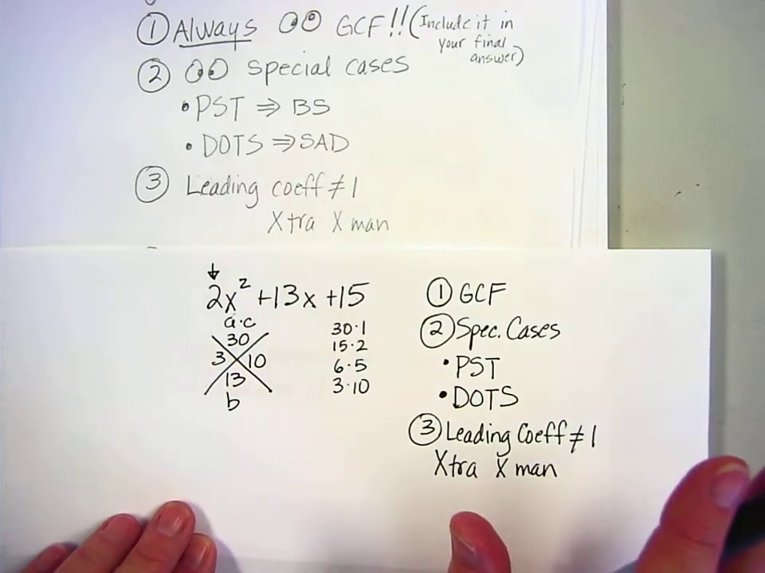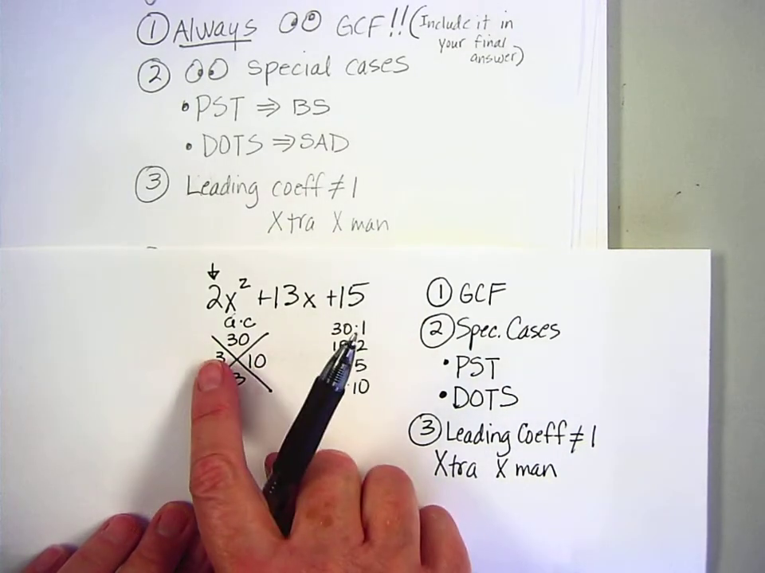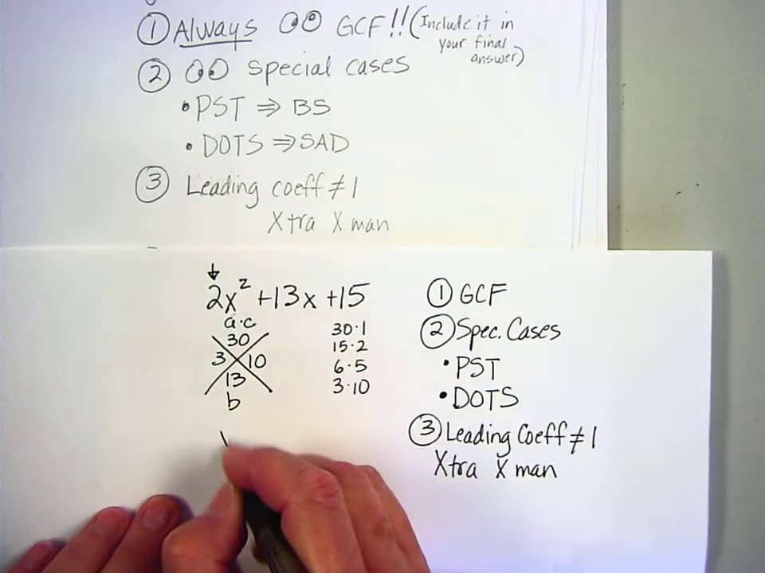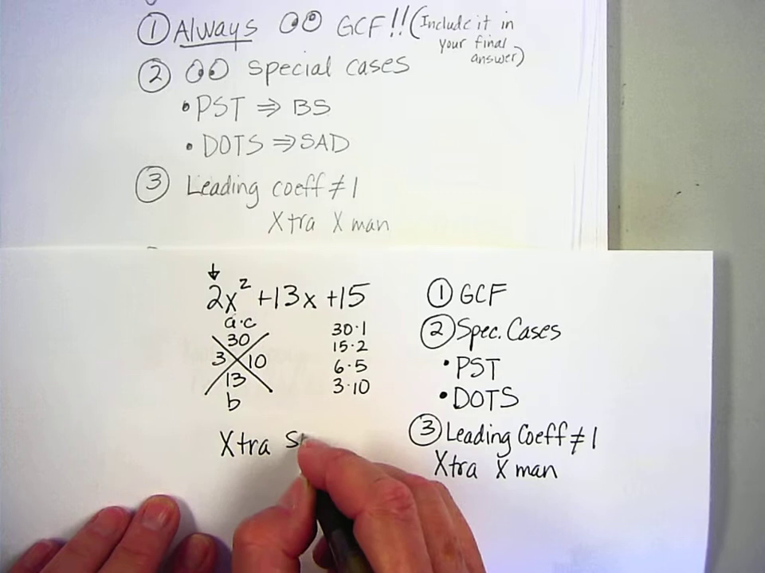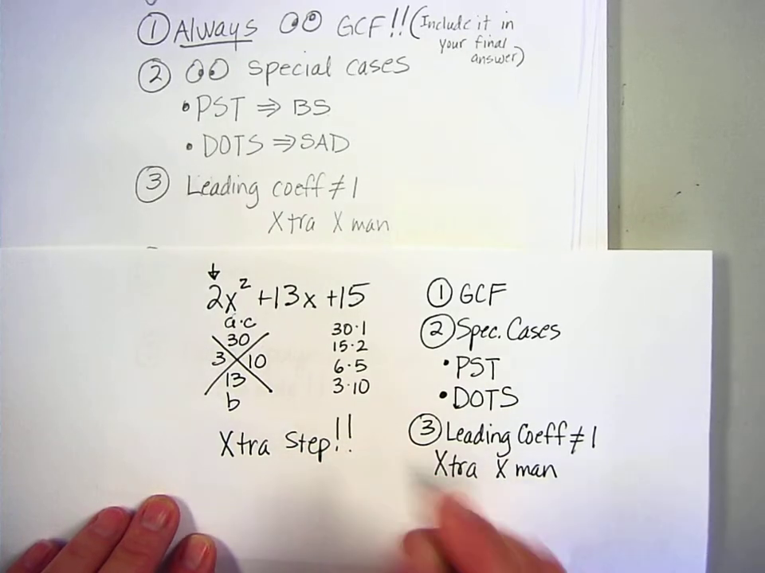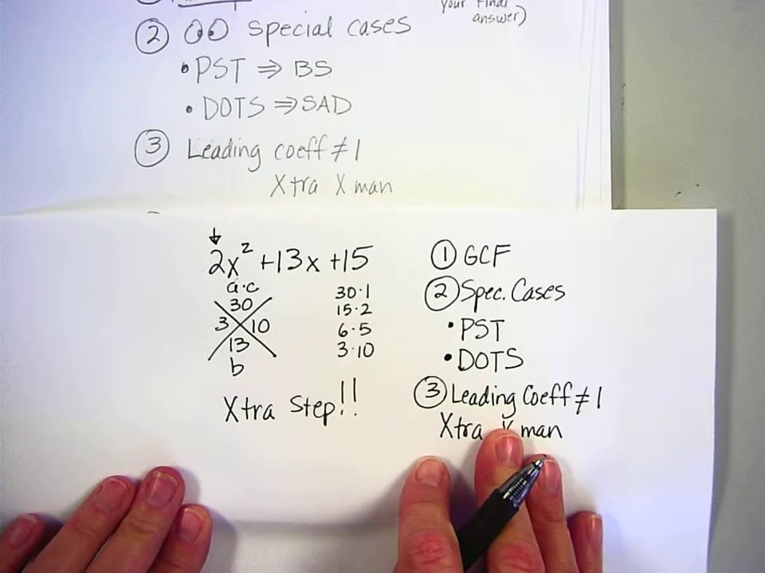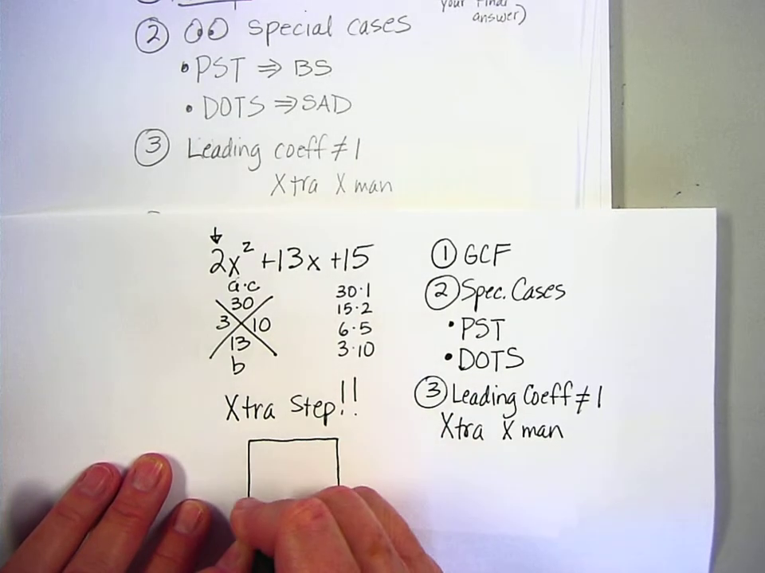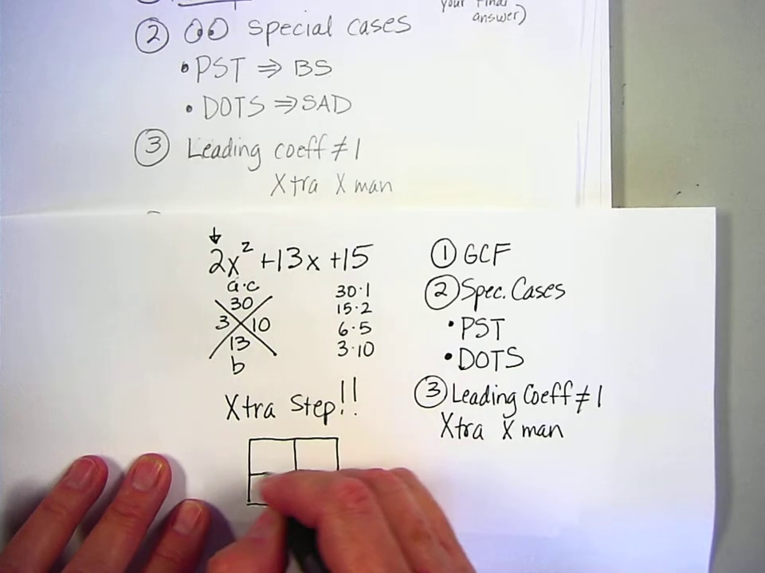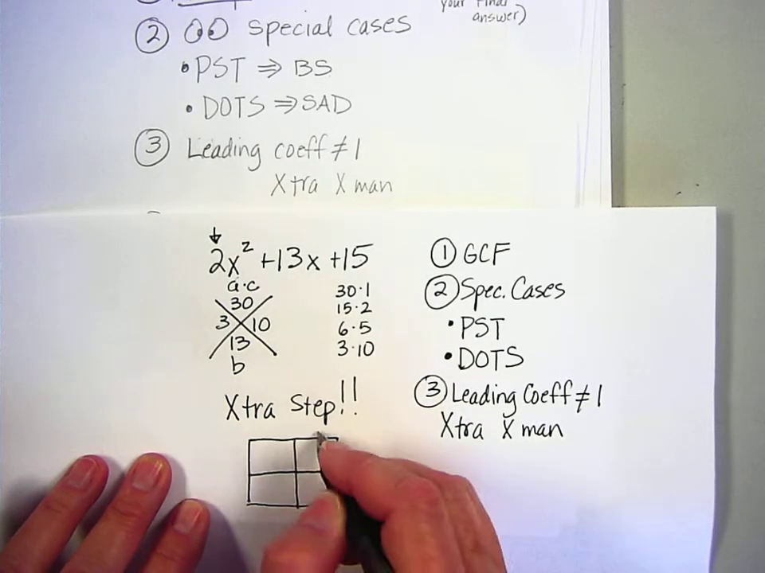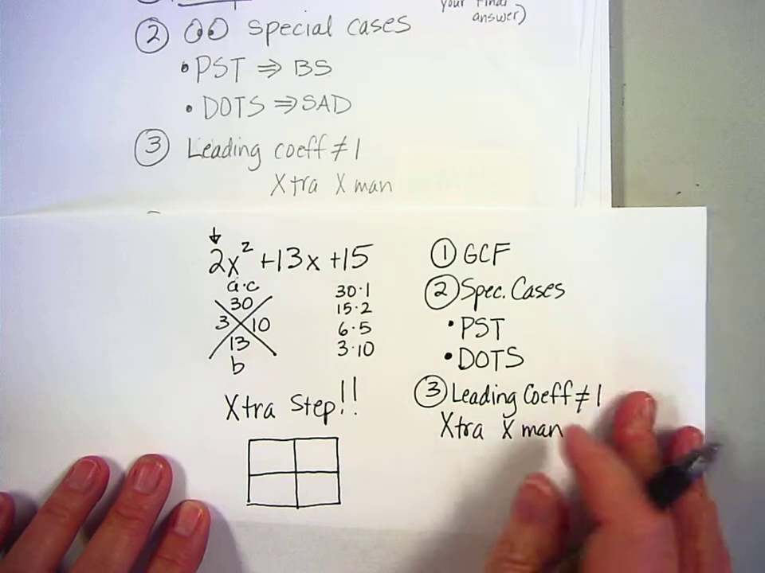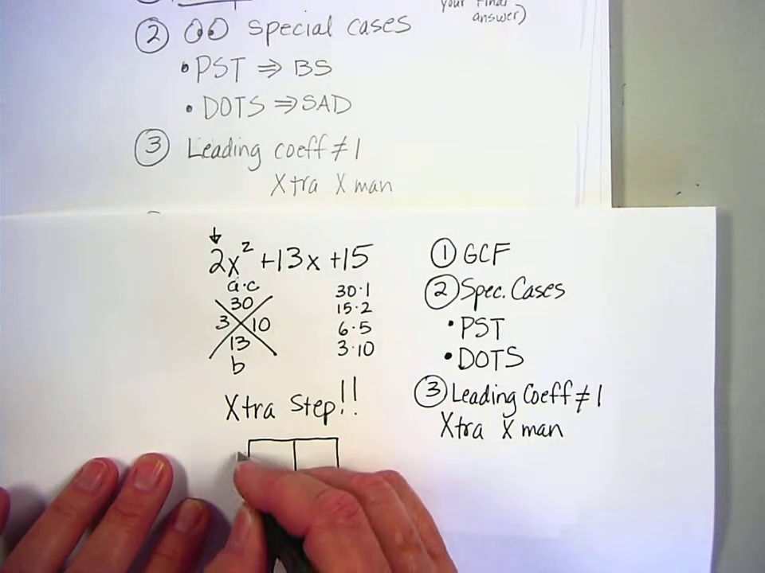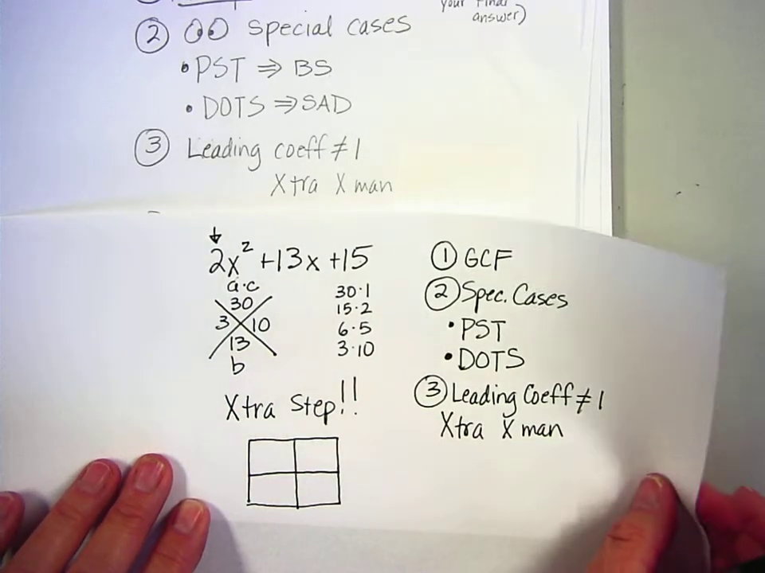Now normally, when I do x-man, I would go straight into my two binomials, but since this is extra x-man, I have an extra step. And here's what we're going to do. We're going to make a Punnett square. Usually I put my binomial factors on the outside and fill up the inside. Well, this time we're going to fill up the inside to help us figure out what our binomial factors are going to be on the outside.